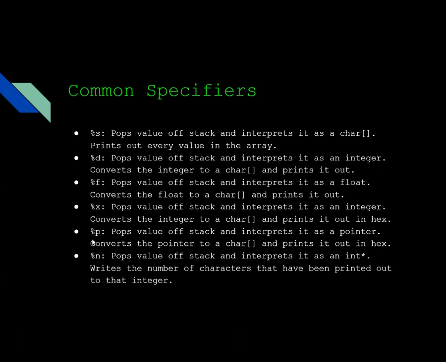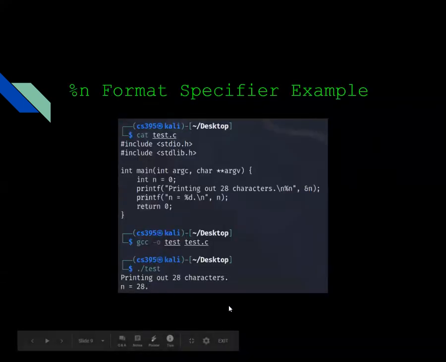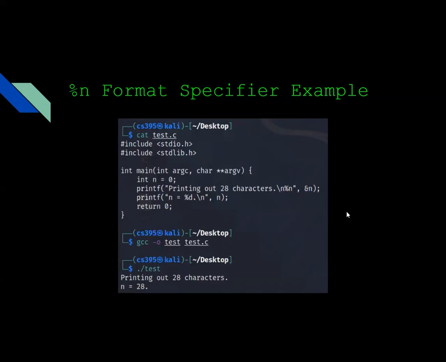%p will print off pointers from the stack, and it will print out the pointers in hexadecimal so that we can see what those pointers are pointing to. And %n will pop a value off of the stack, and it will interpret it as an integer pointer. What it will do is write the number of characters that have been printed out to that integer. In case you didn't quite understand what that means, I have an example here where I use the %n format specifier in a very simple program.